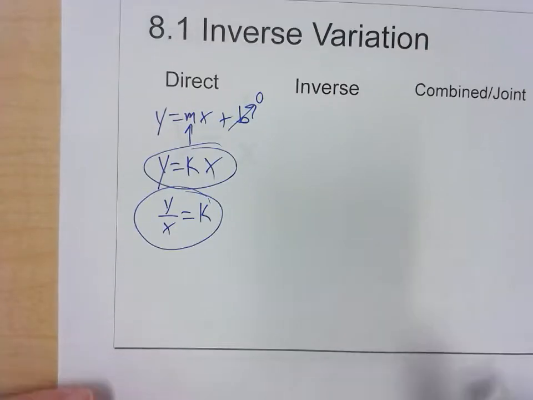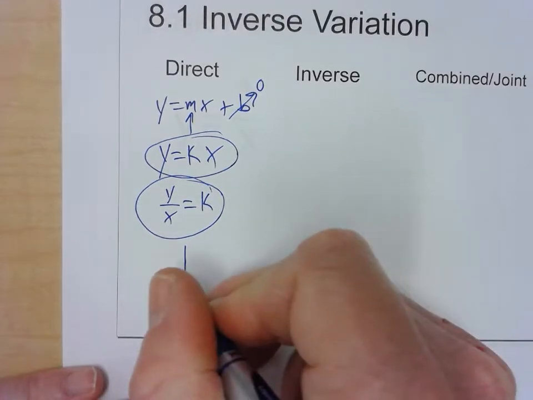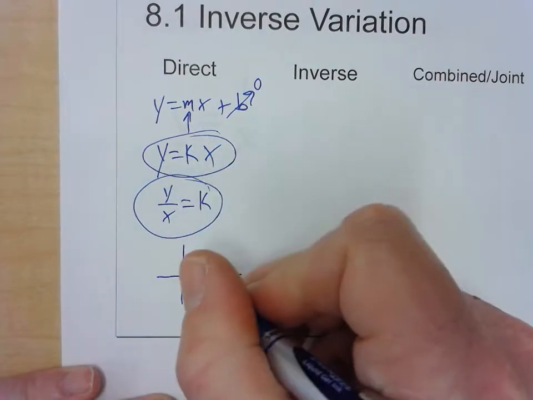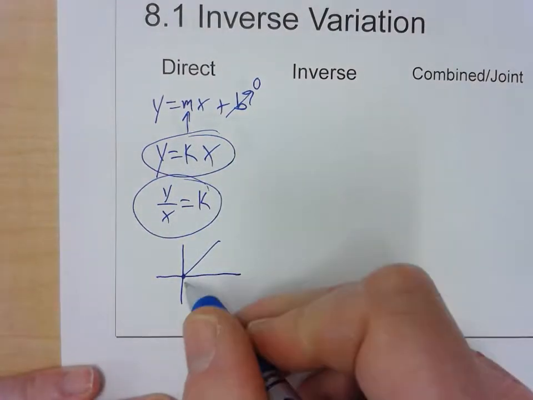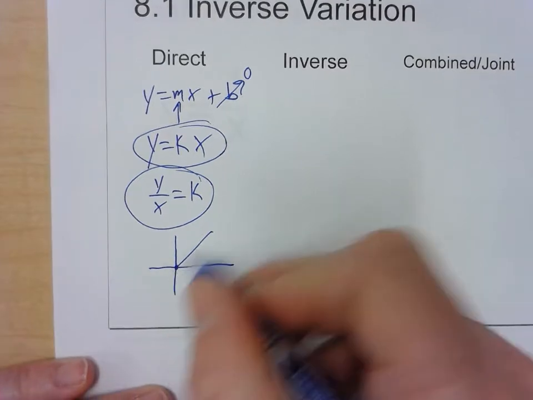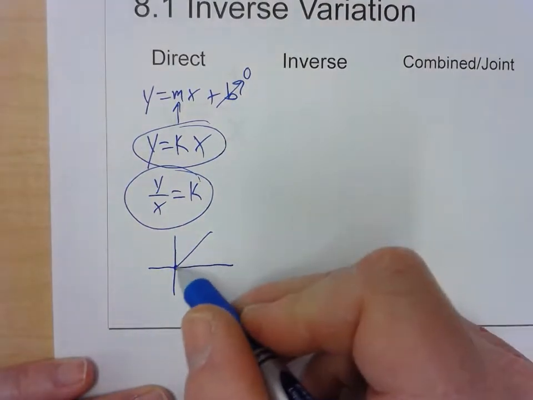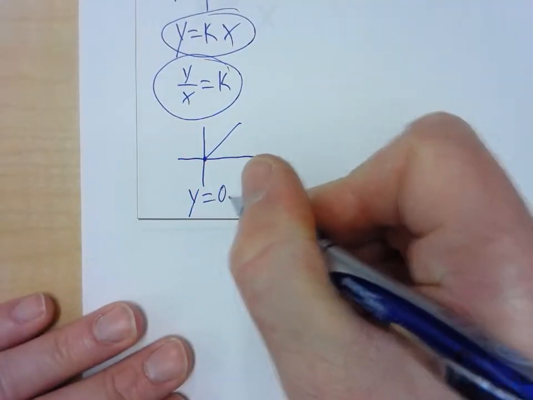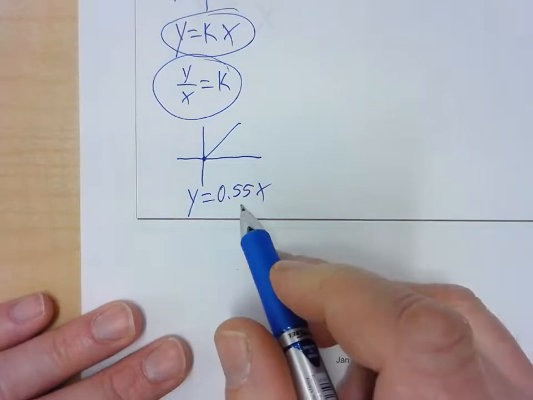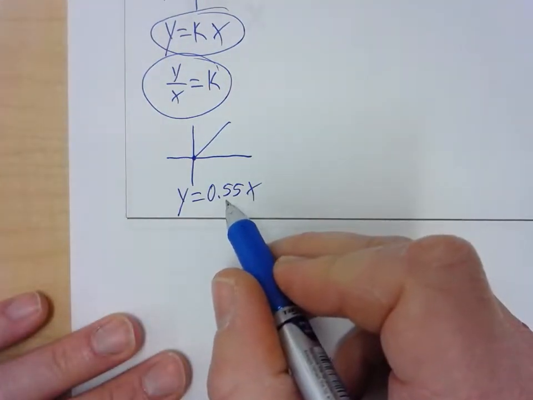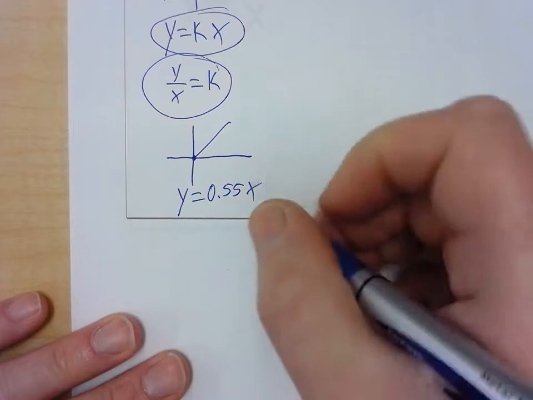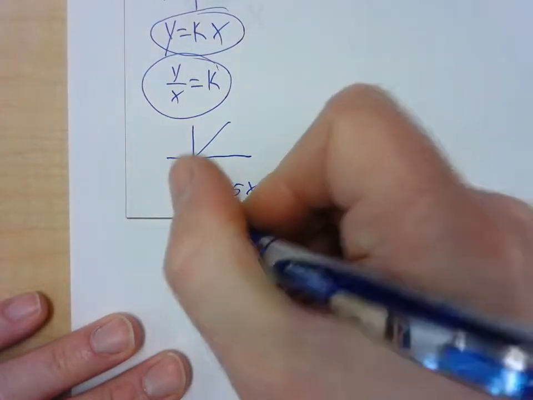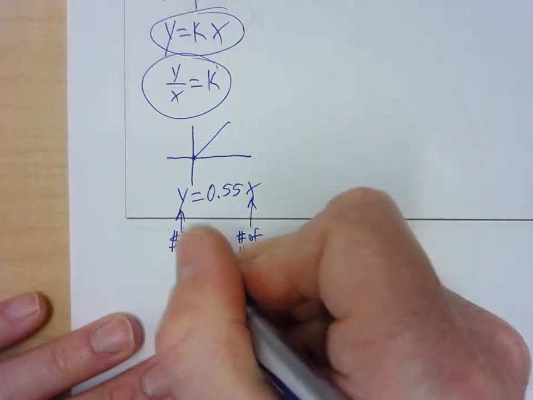So what does this mean? Well, the first thing that it means is that the graph of this line always goes through 0, 0. Now the line could go down, but most of the time it goes up this way. So if we have y is equal to 0.55x, we could say that bananas cost 55 cents per pound. So x is the number of pounds, and then y would be the amount of money that you would pay.